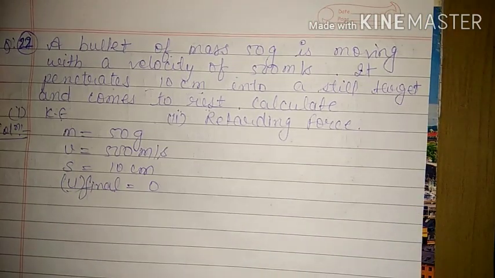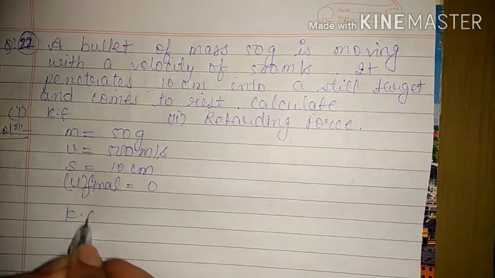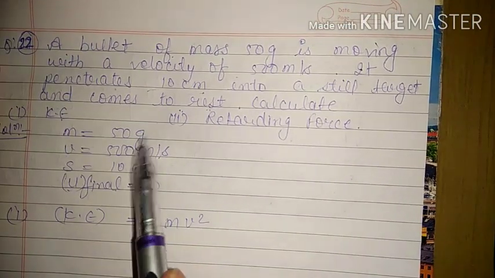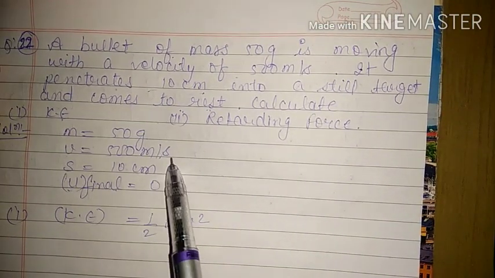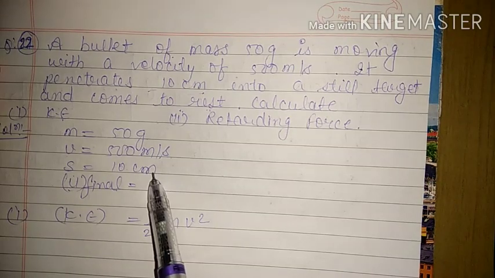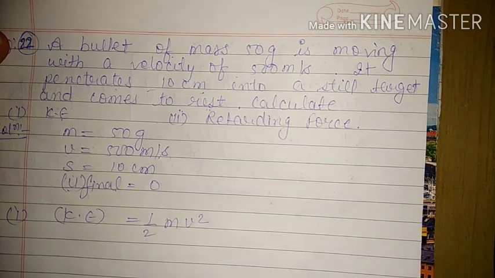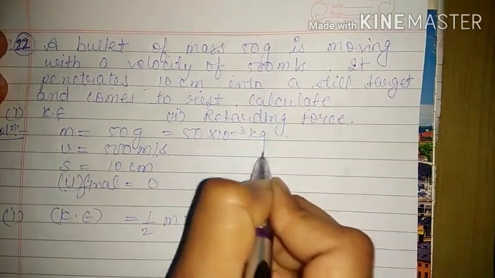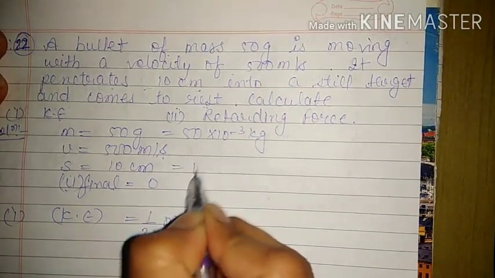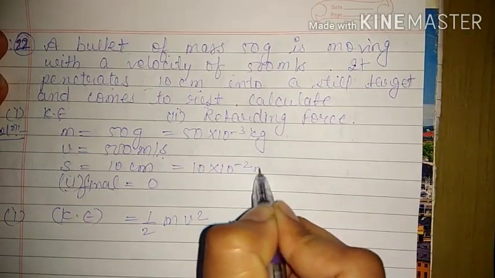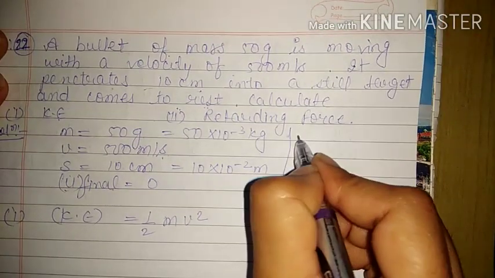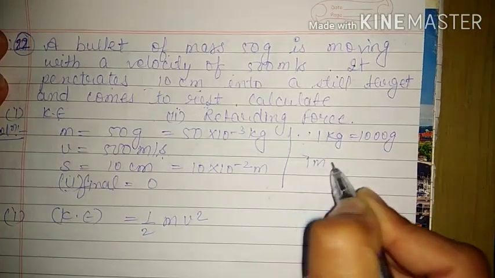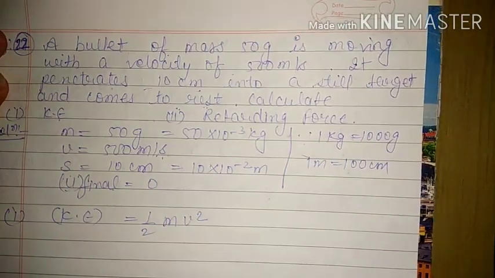First of all, we have to calculate kinetic energy, that is our first part, and it is equal to half mv square. But here m is given in gram, whereas velocity is given in meter per second, and s is also given in centimeter. That means first of all we have to convert all these into the same system of units. So m is equal to 50 into 10 raised to power minus 3 kilogram. That is already in SI system, and s is equal to 10 into 10 raised to power minus 2 meter. Why? That you know. Still you can write if you want: 1 kilogram is equal to 1000 gram, and 1 meter is equal to 100 centimeter. That's why all these things are happening.